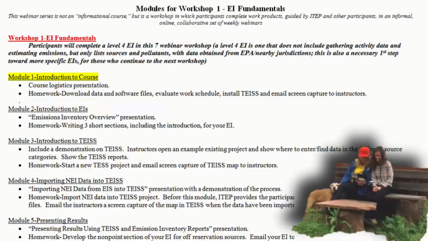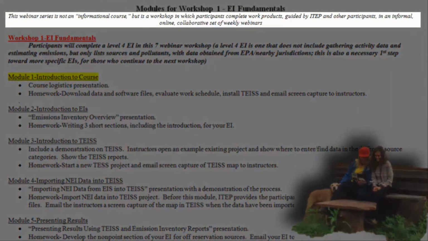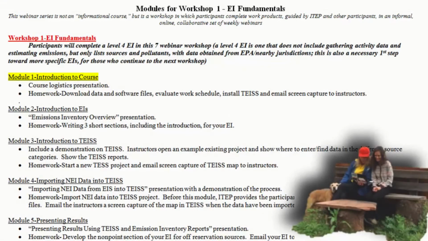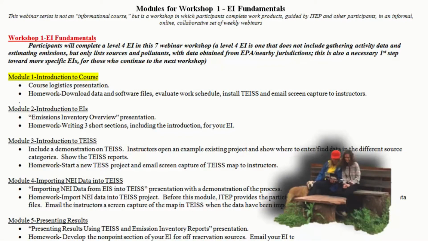The way this workshop works is that this is not an informational course where we're going to talk about emissions inventories and different kinds of emissions inventories, and you'll learn all about that and then go back to your office and say, okay, what do I do? How do I start? We're going to actually work. So the intent is that by the end of the 6 webinars, you will have completed a really good draft, close to final, of a level 4 emissions inventory.